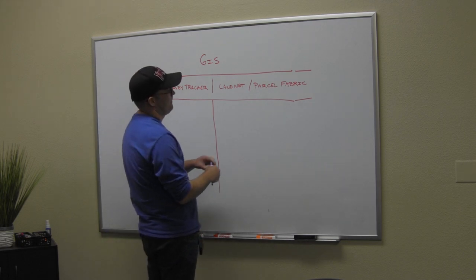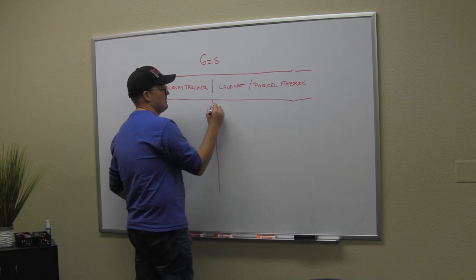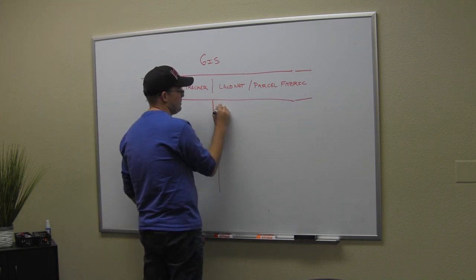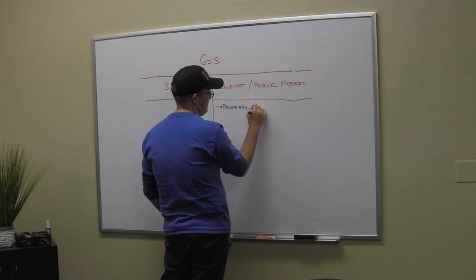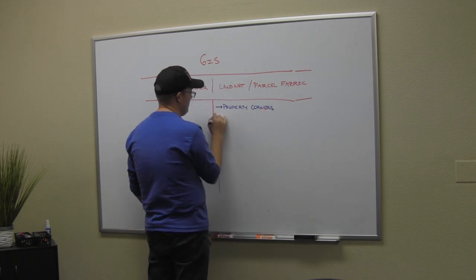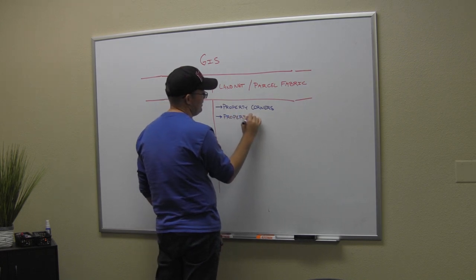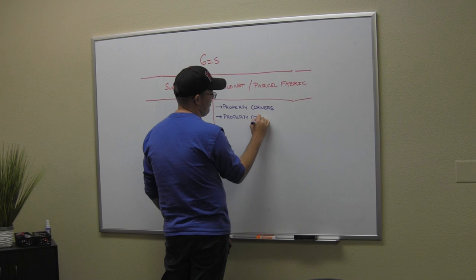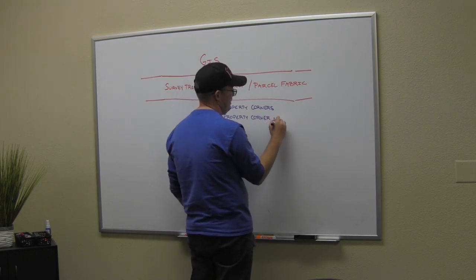I'm going to keep this side very simple because we're not getting super in depth in it, but we're going to have a property corner layer. We're going to have a layer for property corner monuments because those aren't the same thing. You can have a property corner without a monument, and you can have a property corner that's been marked by multiple monuments over its lifetime.